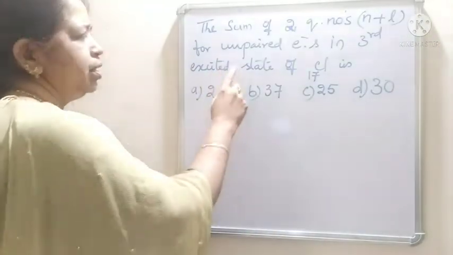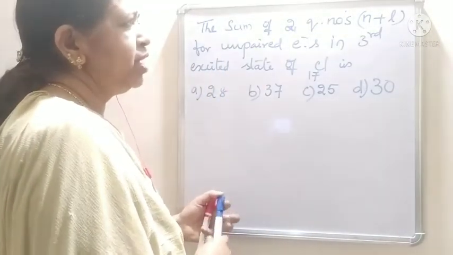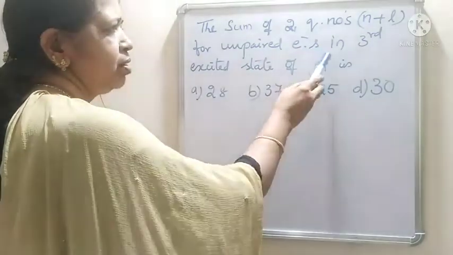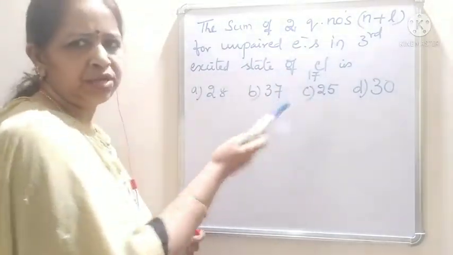In this question, the sum of two quantum numbers n plus L for unpaired electrons in third excited state of chlorine 17.